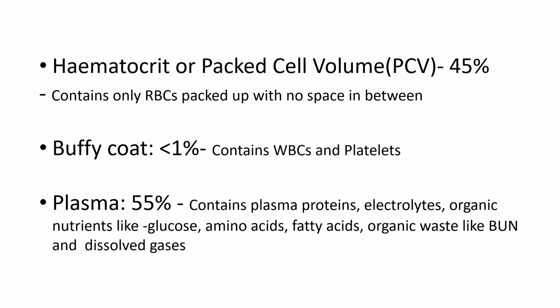The uppermost layer or plasma is usually 55%, and it contains plasma proteins, electrolytes, organic nutrients like glucose, amino acids and fatty acids, organic waste like blood urea nitrogen, and also dissolved gases like oxygen and carbon dioxide.